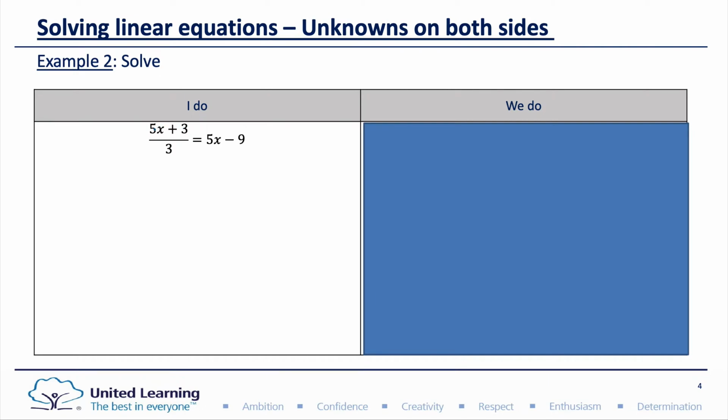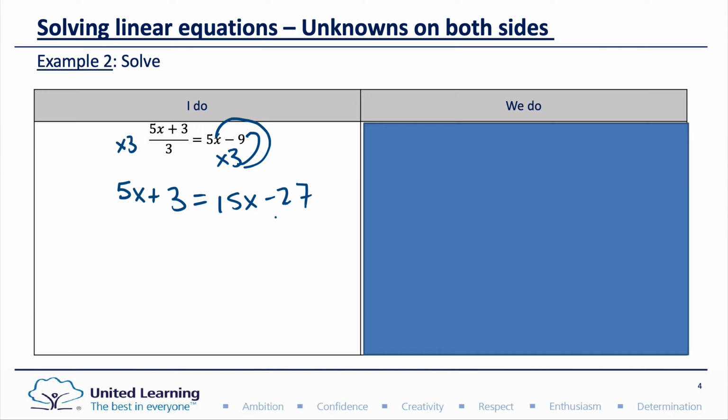Again, there's x's on both sides of this one, but in this case, I've been given a fraction. So in the first instance, if you ever have a fraction, we want to isolate this 5x term in the numerator, so we're going to multiply both sides by 3. Now I've isolated the numerator, so the left-hand side of the equation reads 5x plus 3. Don't forget you must multiply every single term by 3 to get 15x minus 27.